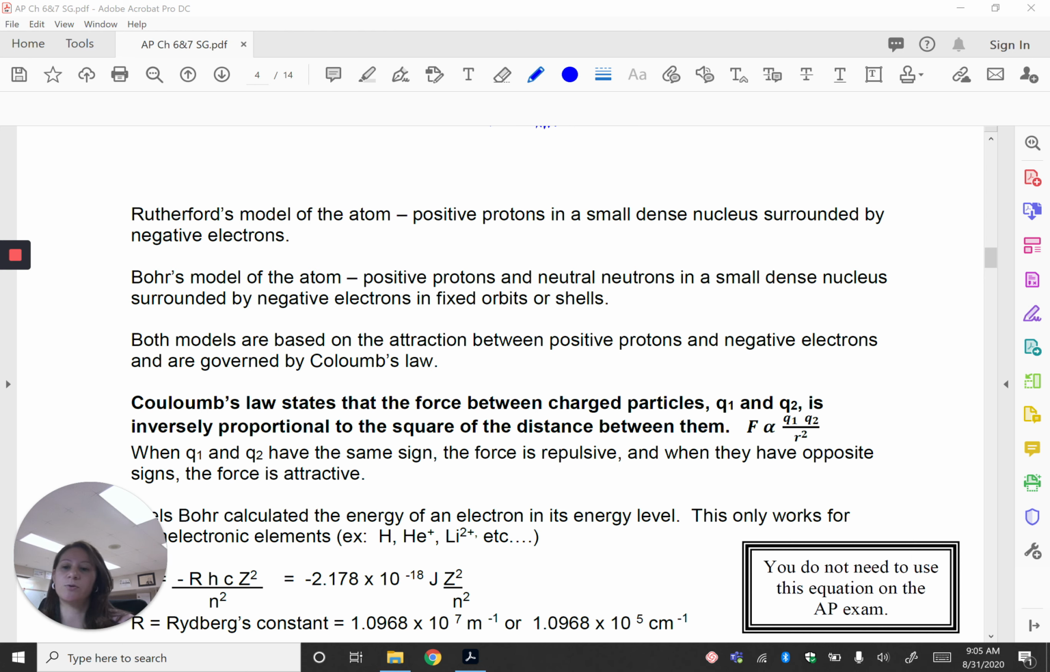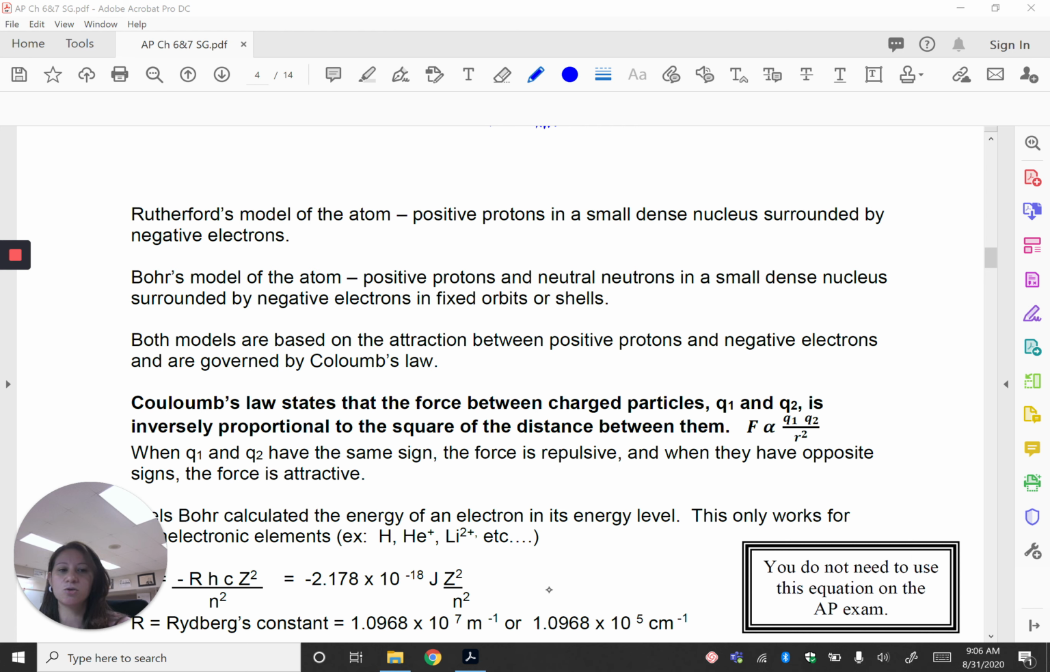Because of Coulomb's law. Remember, coulomb is a unit of charge. It's named after a physicist. And so Coulomb's law states that the force, whether it's attraction or repulsion, between particles, we're going to call these particles Q1 and Q2, Q is usually the symbol for charge, is inversely proportional to the square of the distance between them. So the force is proportional to the charges and inversely proportional to the square of the radius.